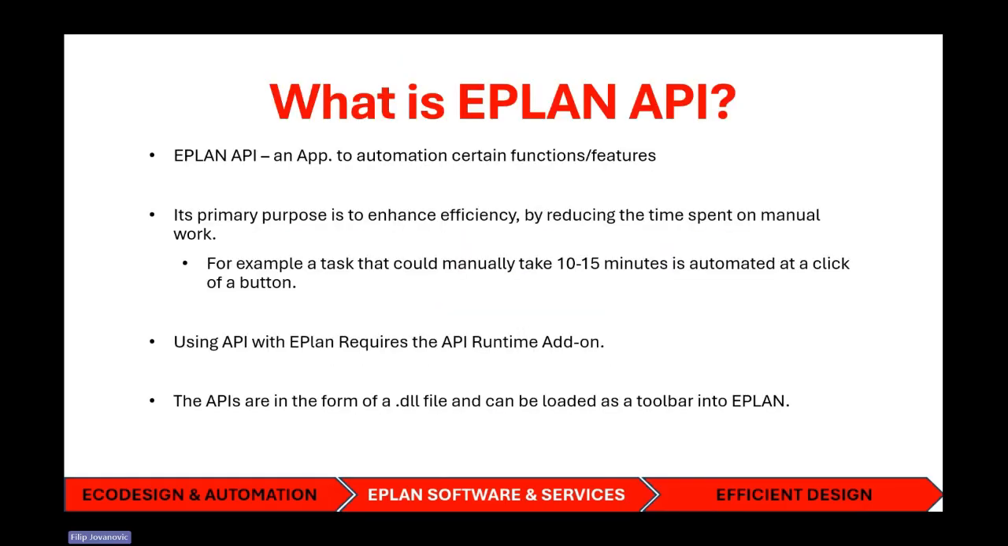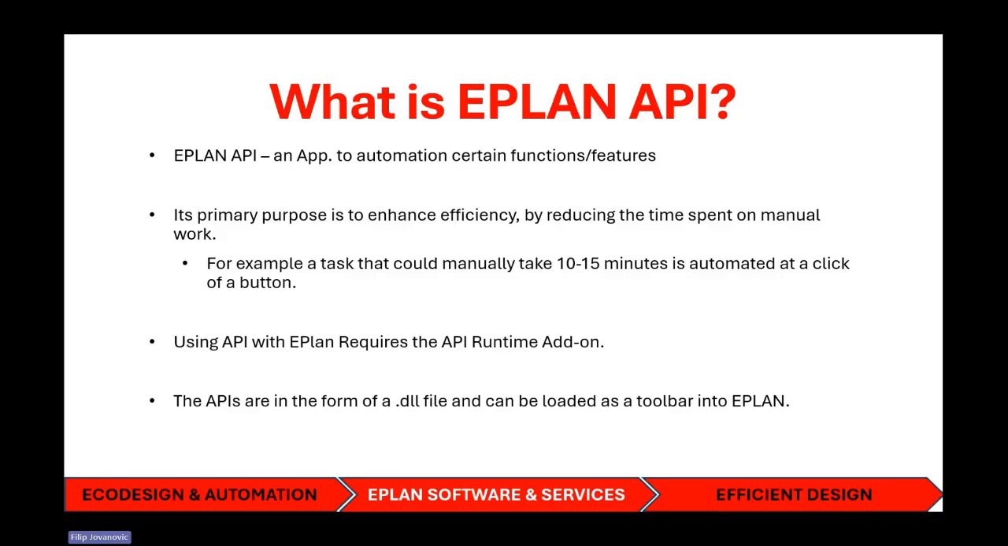So just a little background, what is ePlan API? Essentially, ePlan API is an app that you can use to carry out certain functions or features in ePlan. The reason we have this is to increase efficiency when using ePlan. So imagine you're doing a highly repetitive task that may take you 10 minutes, whereas with an ePlan API, the program might be able to do it in like 5 seconds.